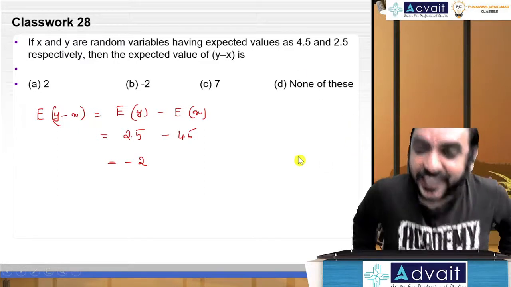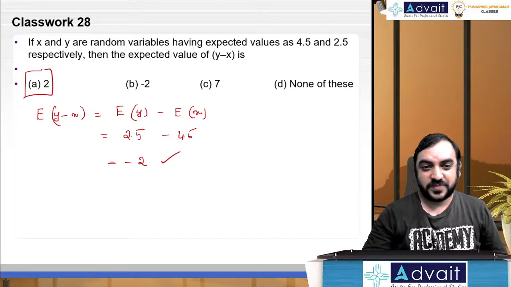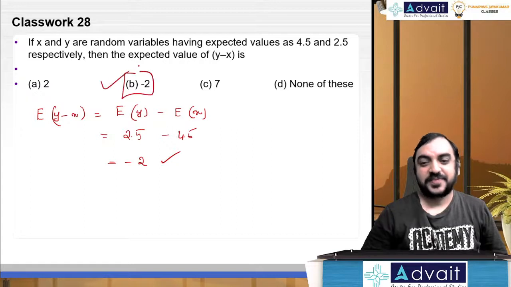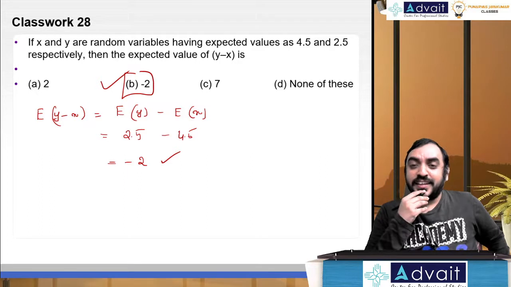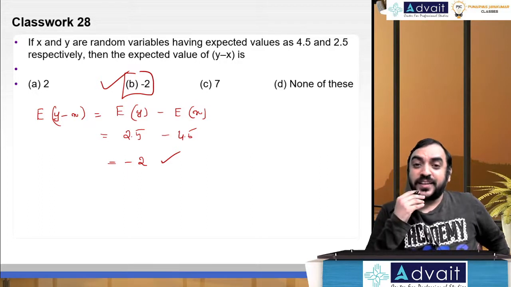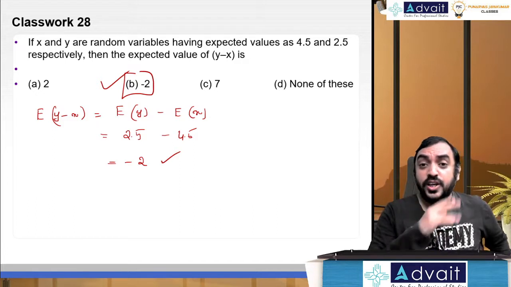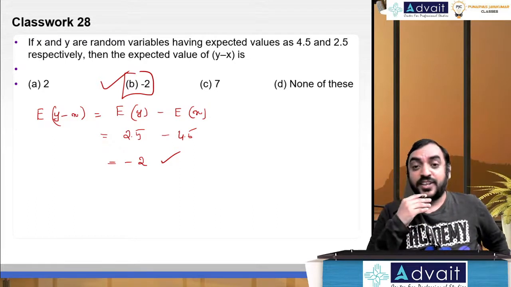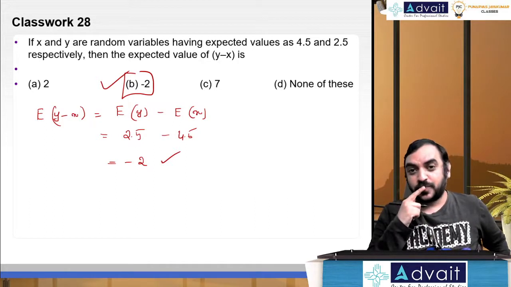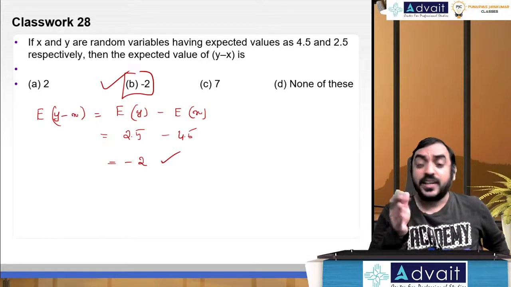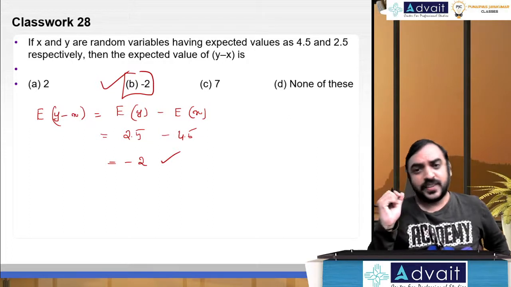Okay, the answer is minus 2 only, not plus 2. Sir, you told us to ignore the minus sign. Where did I tell you to ignore the minus sign? In standard deviation, mean deviation, range and quartile deviation, the measures of dispersion, I told you to ignore negative. Measures of central tendency, mean, median, mode, can be negative. Central tendency can be negative.